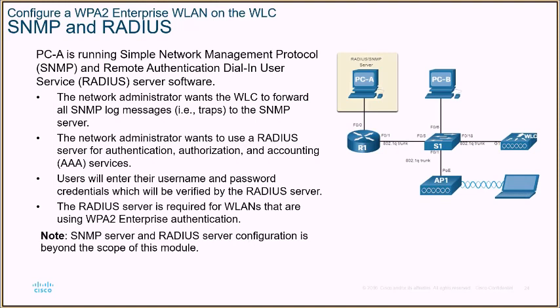the WPA2 Enterprise. The network administrator wants the wireless LAN controller to send all SNMP logged messages to the SNMP server. He also wants to use a RADIUS server for authentication, authorization, and accounting, or AAA. Users will enter their username and password credentials, which will be verified by the RADIUS server. The RADIUS server is required for wireless LANs that are using WPA2 Enterprise authentication. Now, an SNMP server and RADIUS server configuration is beyond the scope of this module.